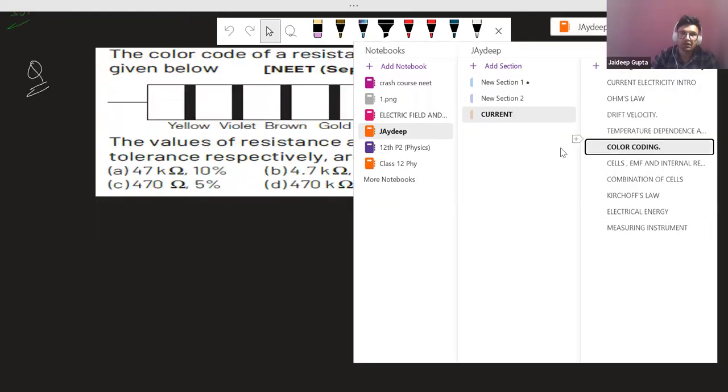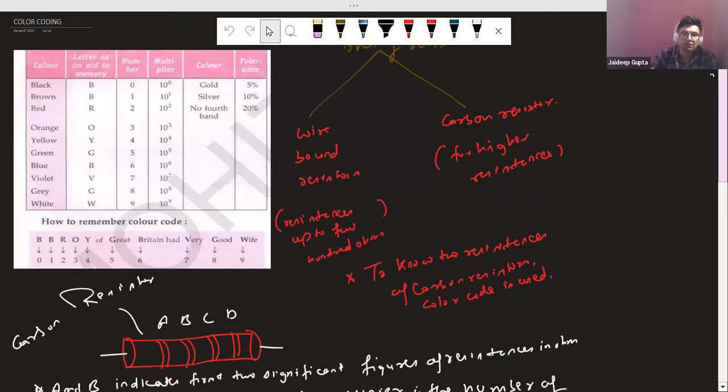We will start with color coding. Now, color coding. Color coding, why do we use it?